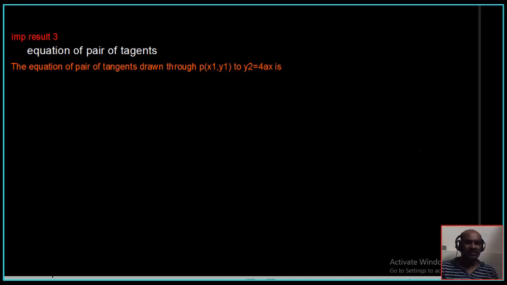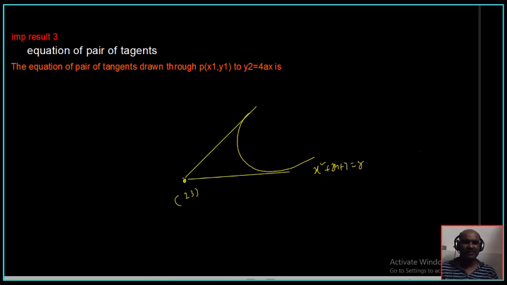Observe, students. For example, a parabola is given, and an external point is given. For example, this is (2, 3), and the parabola is x square plus 3x plus 4 equal to y. Through this point you can draw two tangents to the parabola. So this is one tangent, this is another tangent. Here our target is to find the combined equation of these two tangents.